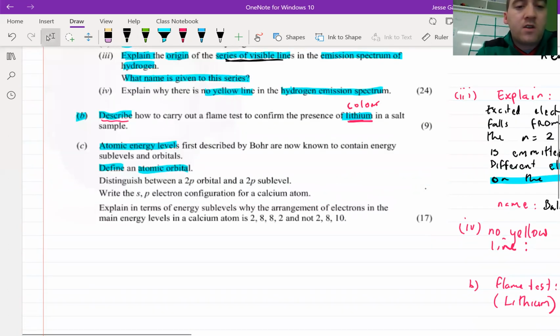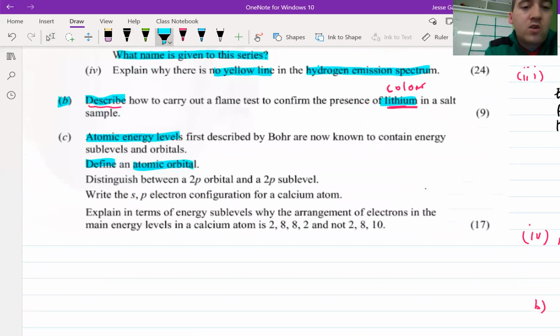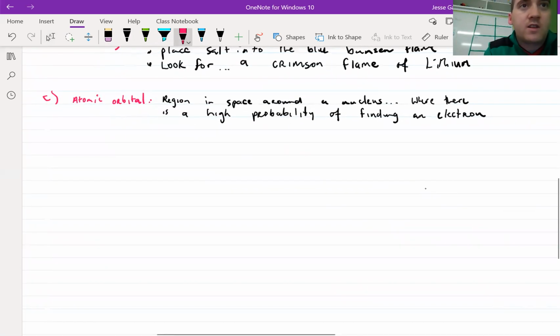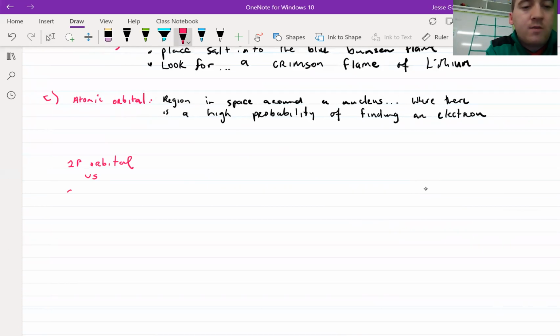All right, back to the question. It's going pretty good so far, nothing too difficult here. Another one of these: distinguish. Remember what we said before, distinguish means give a difference. Give differences. And I like to use a table for these types of questions. Give a difference between a 2p orbital and a 2p sublevel. Okay, so let's make a little table. We're doing a 2p orbital versus a 2p sublevel.